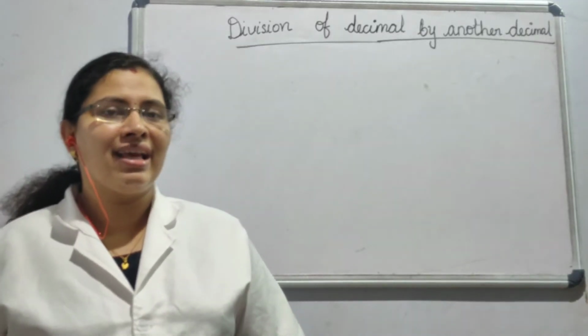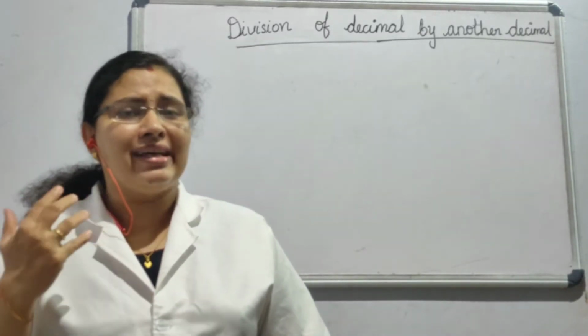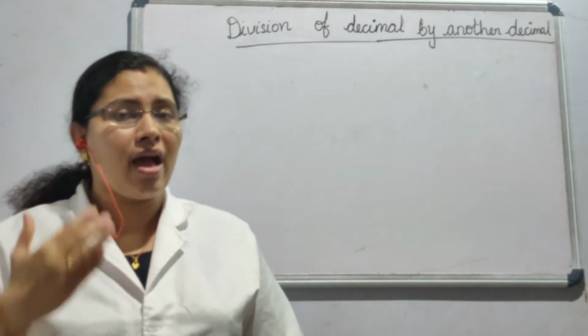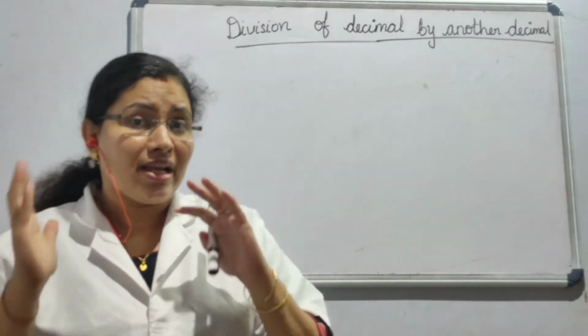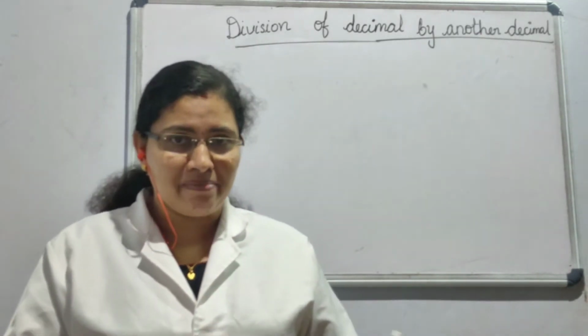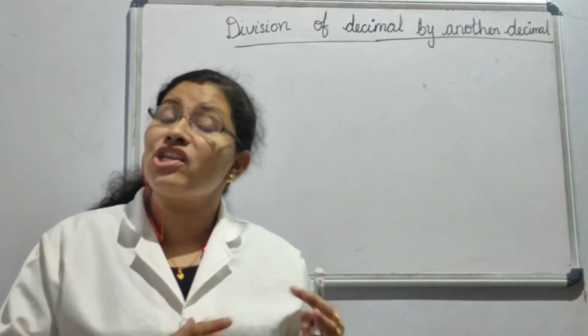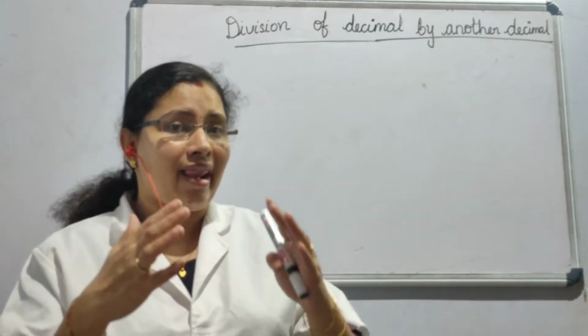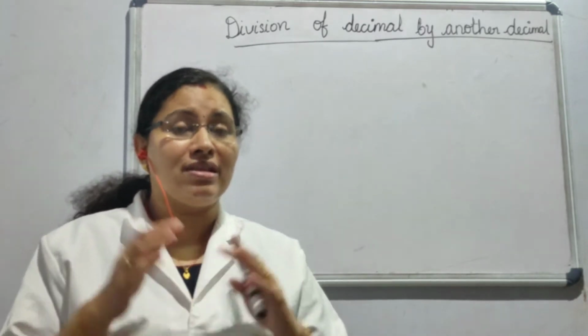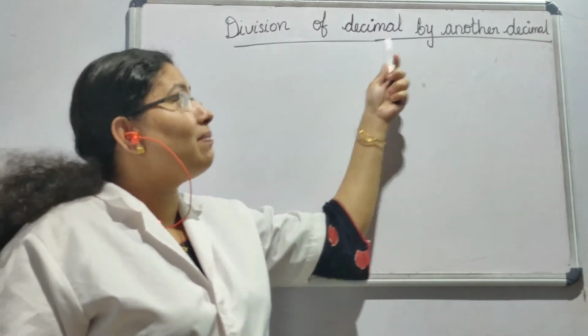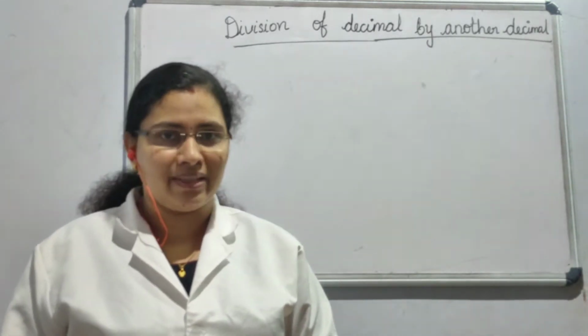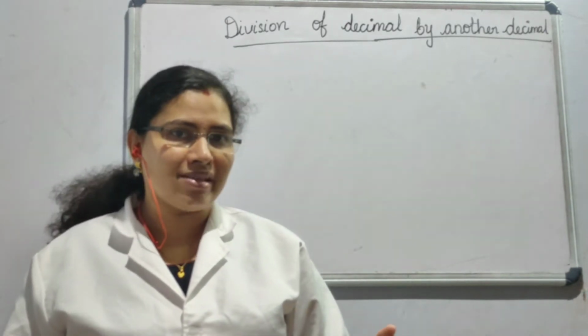Dear students, so we have learned the decimal numbers division. That means division of decimal by a whole number, then division of decimal by 10, 100 and 1000. And the last topic of this chapter is division of decimal by another decimal. Let us do one question.